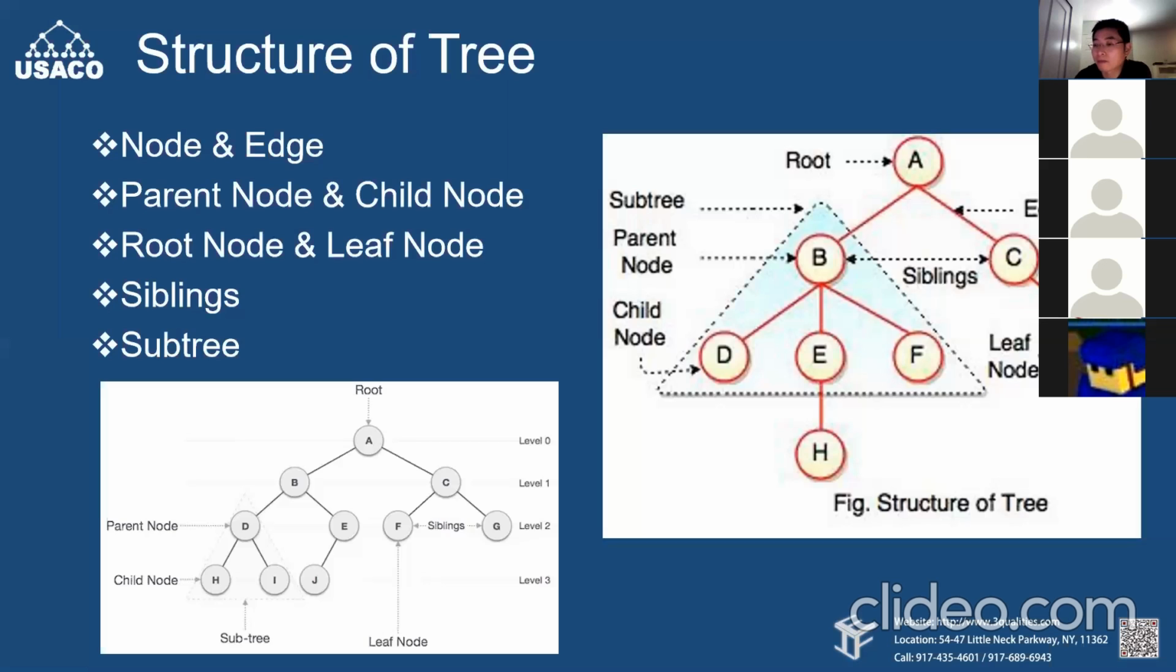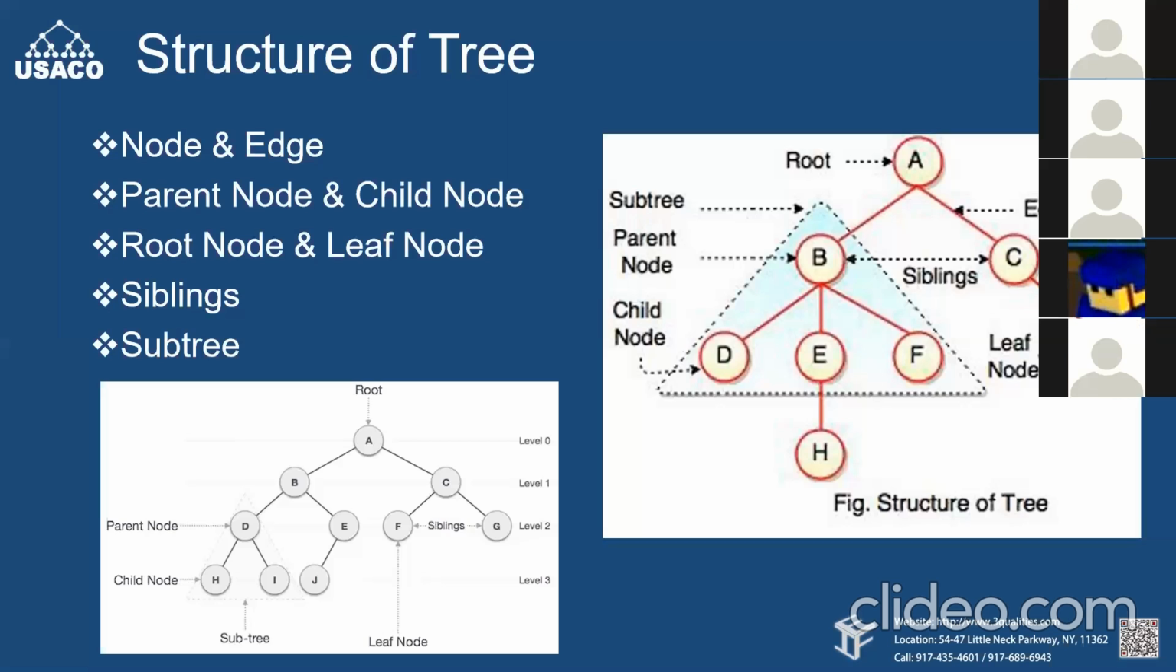You guys hear me? No, Jeffrey. E, F, G? No, that's not correct. Aston, you there? Yeah. In this tree, how many leaf nodes do we have? Five. What are they? H, I, J, F, and G.